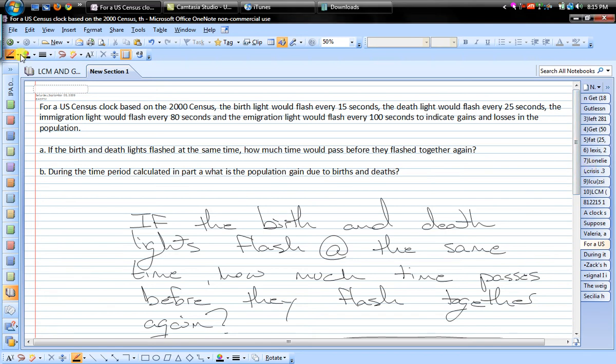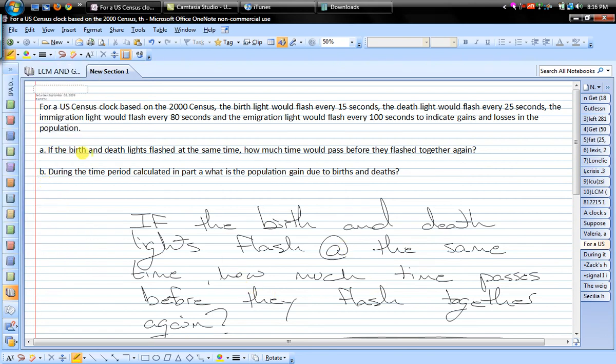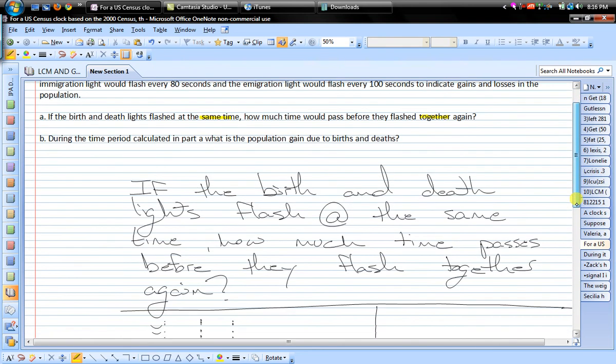Okay, but first let's go ahead and identify what we're going to need to answer this question. For part A, we're just asked about the birth and death lights. So we don't need any information about immigration and emigration, but the birth light flashes every 15 seconds, the death light flashes every 25 seconds. Okay, and also the question lets us know what we're looking for: if the birth and death lights flash again at the same time, how much time would pass before they flash together again? The together and the same lets us know we're looking for the least common multiple. So let's go ahead and start working it out.